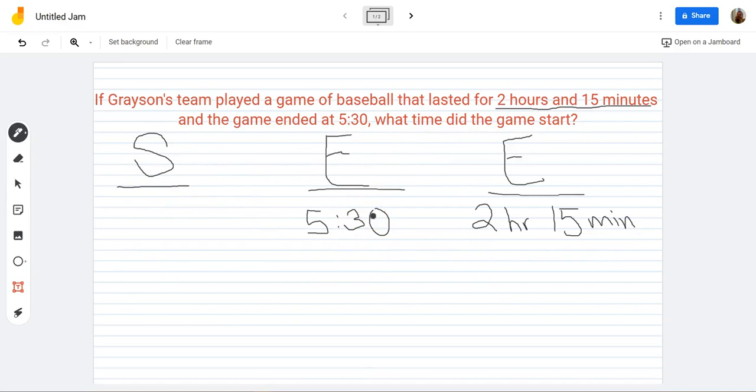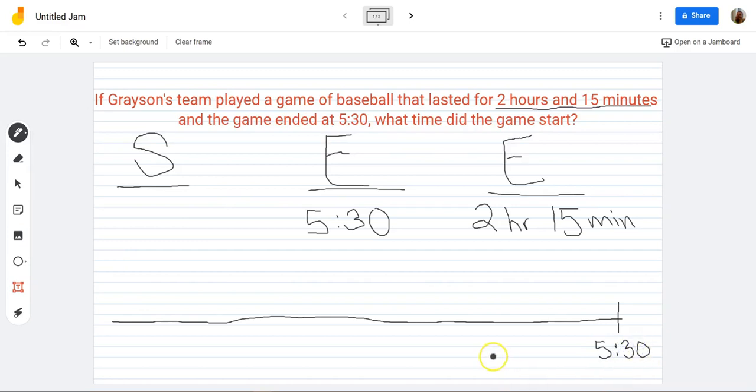Alright, so in order to find this start time, I have my end time, so I need to go backwards in time. And the easiest way for me to do this is to use that number line. So I want you guys to go ahead and draw yourself a number line. And at the end of our number line, we're just going to put 5:30. We're going to go to 5:30. And then we're going to go backwards in time by a half hour each little tick on our number line.